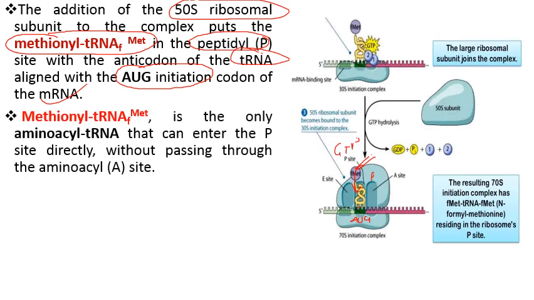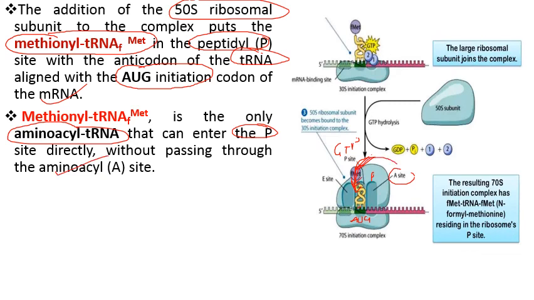This formylated methionine tRNA is the only aminoacyl tRNA that can enter the P site directly. This is the only tRNA, formylated methionine tRNA, which directly enters at the P site. Otherwise the next one will enter through the A site. Without passing through the A site, this one does not go to the A site. This first one directly comes to the P site.